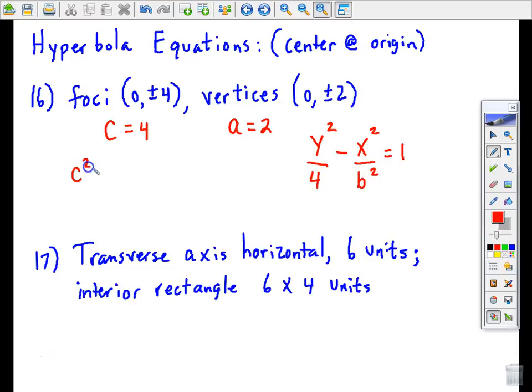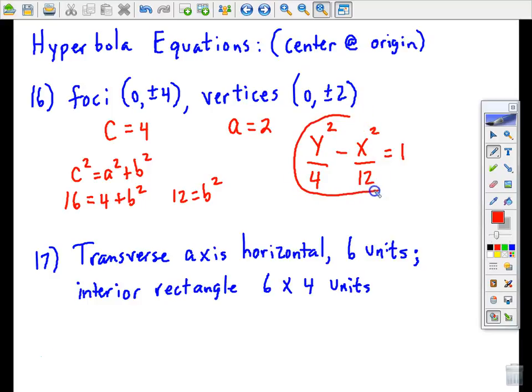Well, that's where your Pythagorean theorem comes in handy. So c is 4, c squared is 16. We already said a squared is 4. So it looks like b squared is going to be 12. Okay, well that takes care of that. This other denominator is 12, and that is my answer.